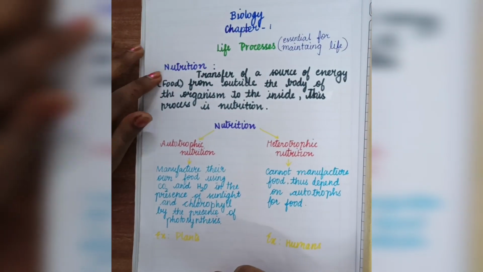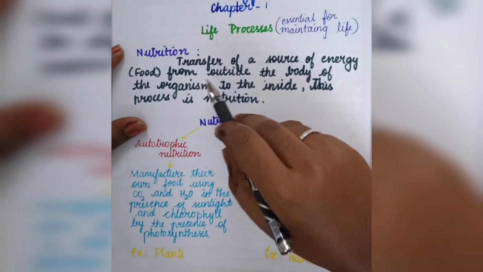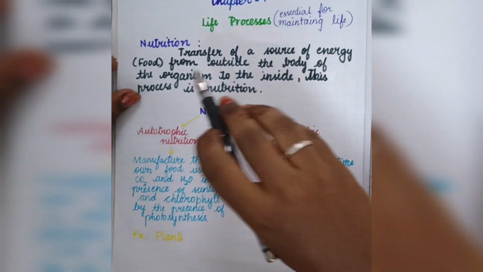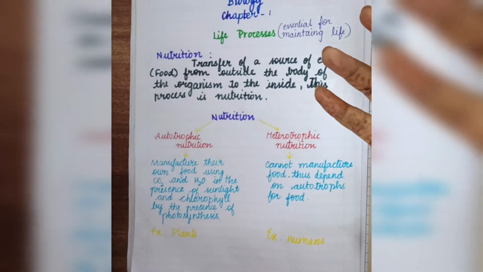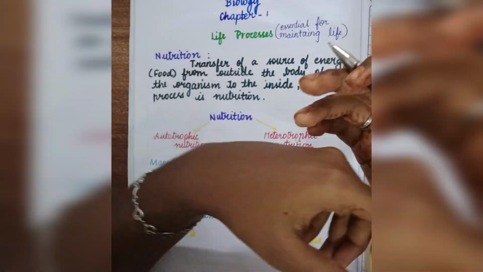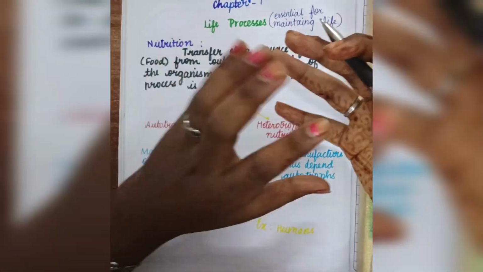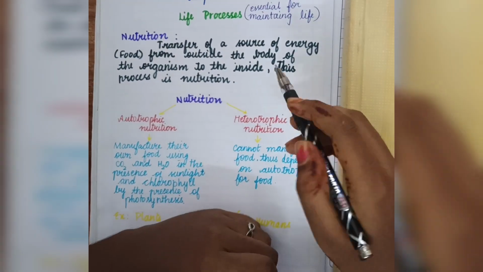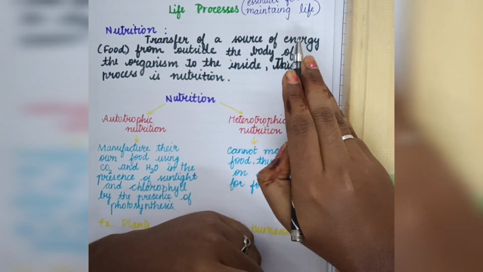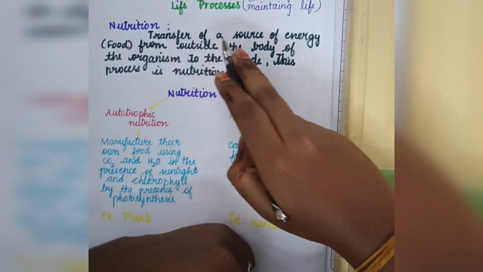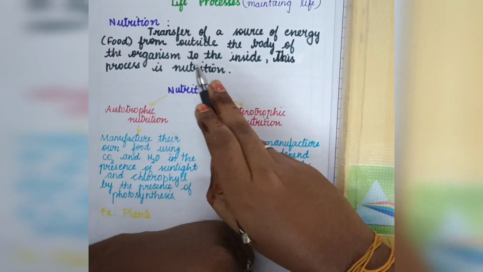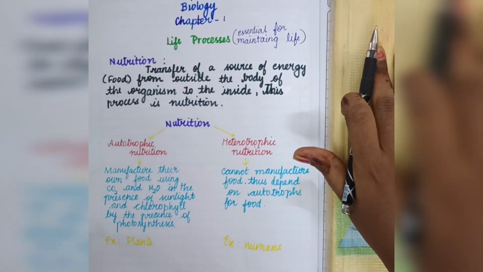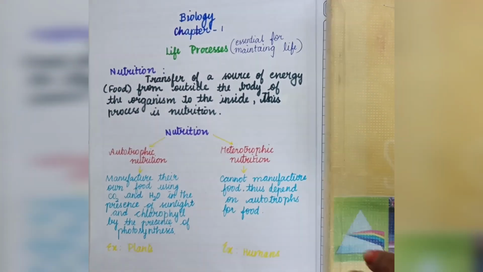First, let's learn about nutrition. What is nutrition? Transfer of a source of energy. This source of energy is nothing but food. How do we take food? For example, let's take a tomato. We will pluck the tomato from the plant which is outside in the environment and we will take it into our body for getting energy, right? So transfer of a source of energy, which is food, from outside the body of the organism to the inside. This process is nutrition. It's very simple. Taking food into our body is nutrition.